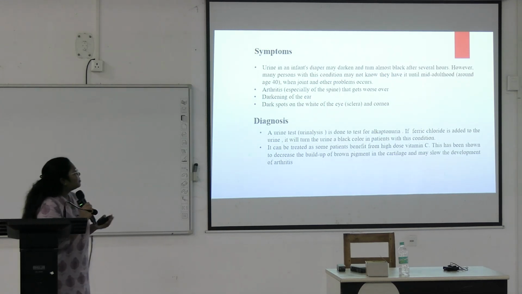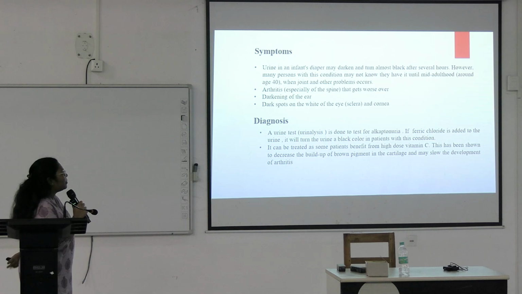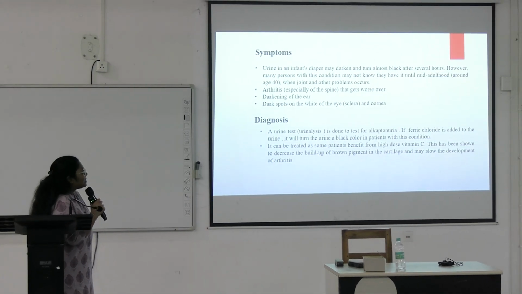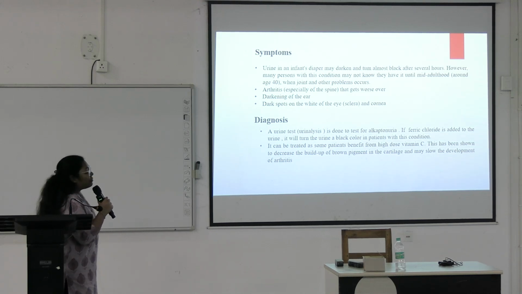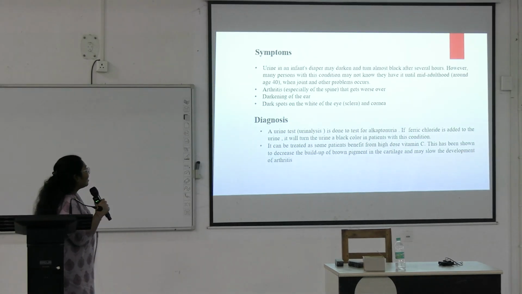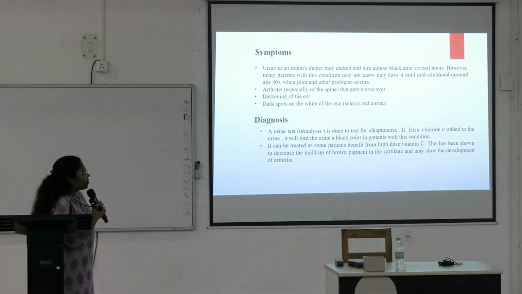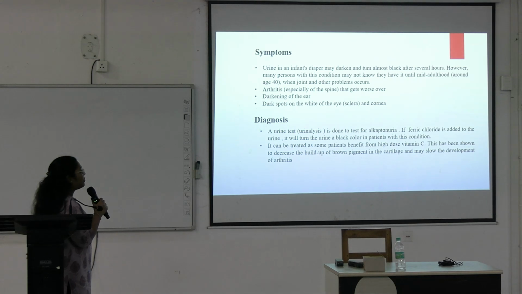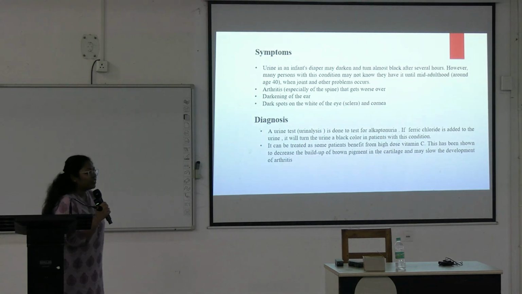Then we have the symptoms. Basically the symptoms are darkening of the ear, dark spots on the sclera of the eye, arthritis, which can worsen over time, and black urine, and this disease is also known as black urine disease. For diagnosis, we can do a urine test, and we can also do a ferric chloride test, which, if added to the urine, will turn it black.